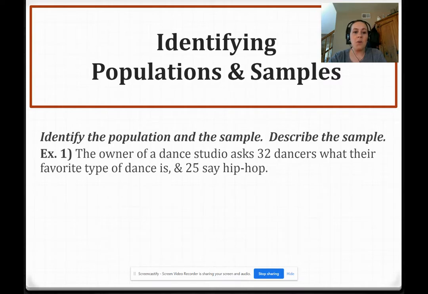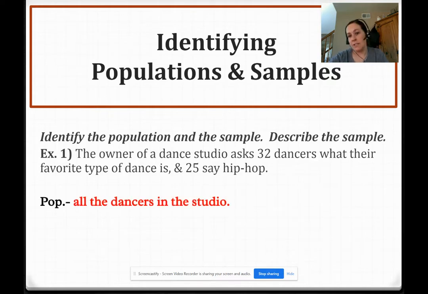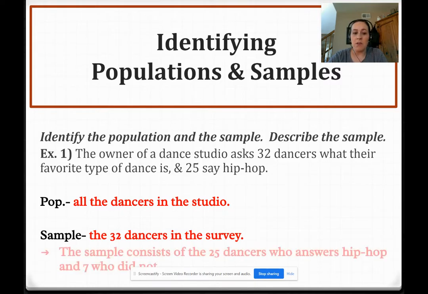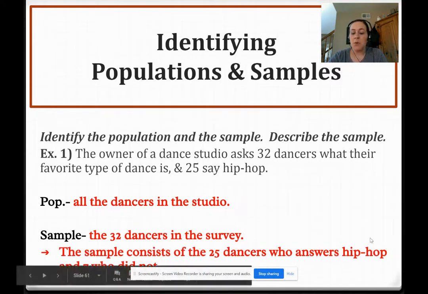Example 1: the owner of a dance studio asks 32 dancers what their favorite type of dance is, and 25 say hip-hop. So the population is, who in general am I trying to learn about? I'm trying to really learn about all dancers in the studio. However, the people I'm actually able to get information from, my sample, is the 32 dancers in the survey. Specifically, of those 32 dancers, the sample consisted of 25 dancers who said hip-hop, and the others did not.